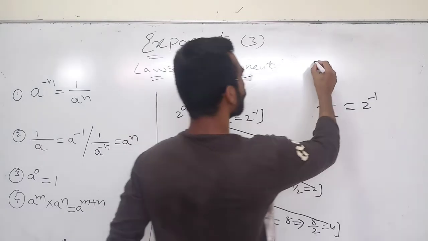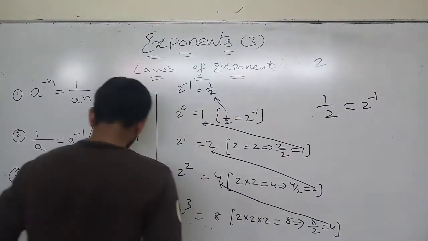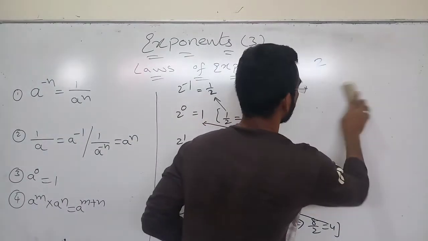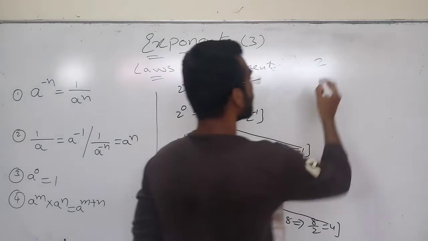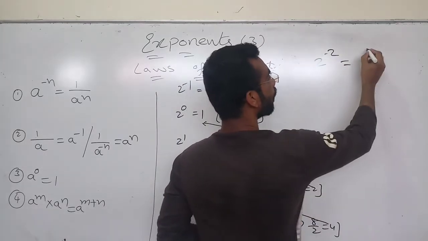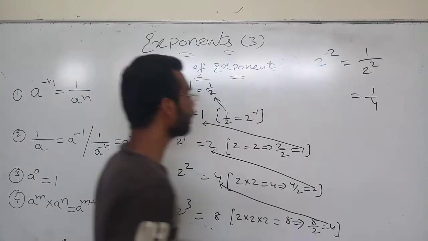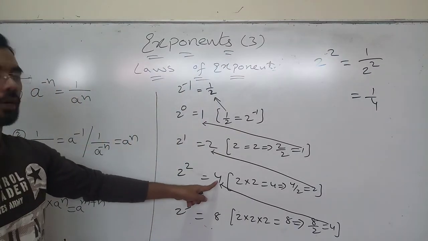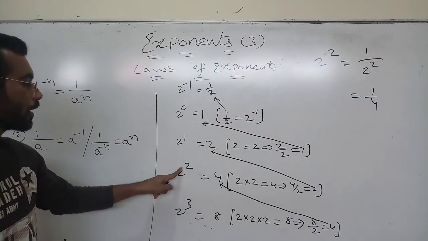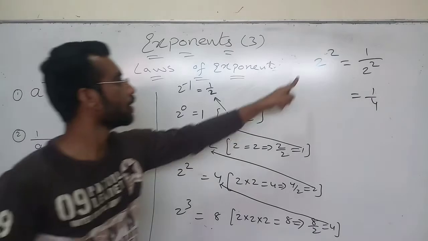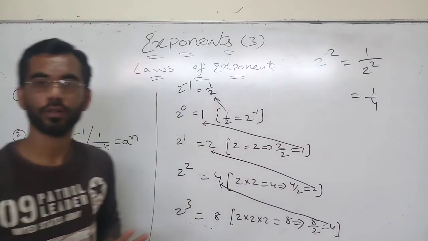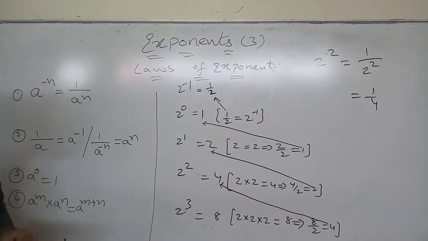Like that, 2 power of minus 2, how much will it be? 1 by 2 power of 2. That is 1 by 4. It will be 1 by 4. So 2 power of minus 2 is 1 by 4. Okay, this logic is most important.